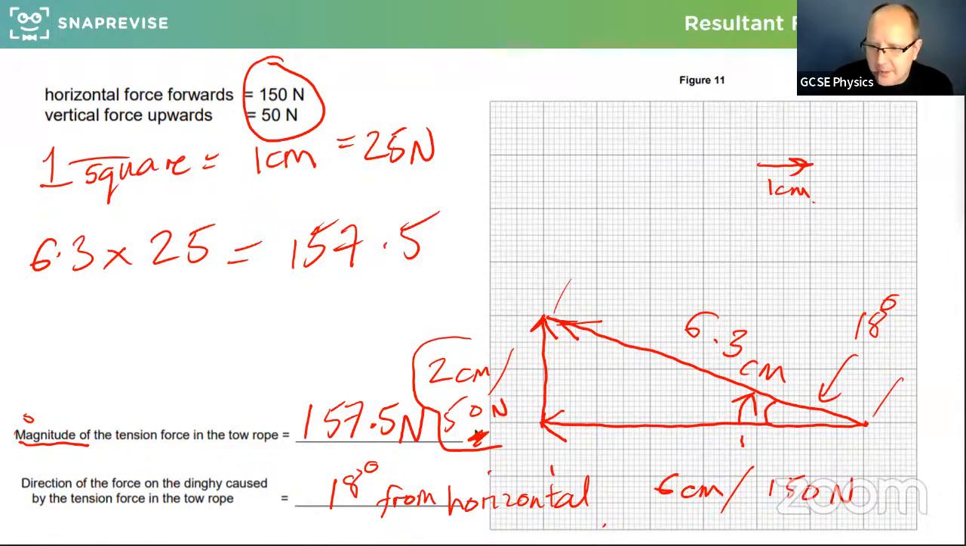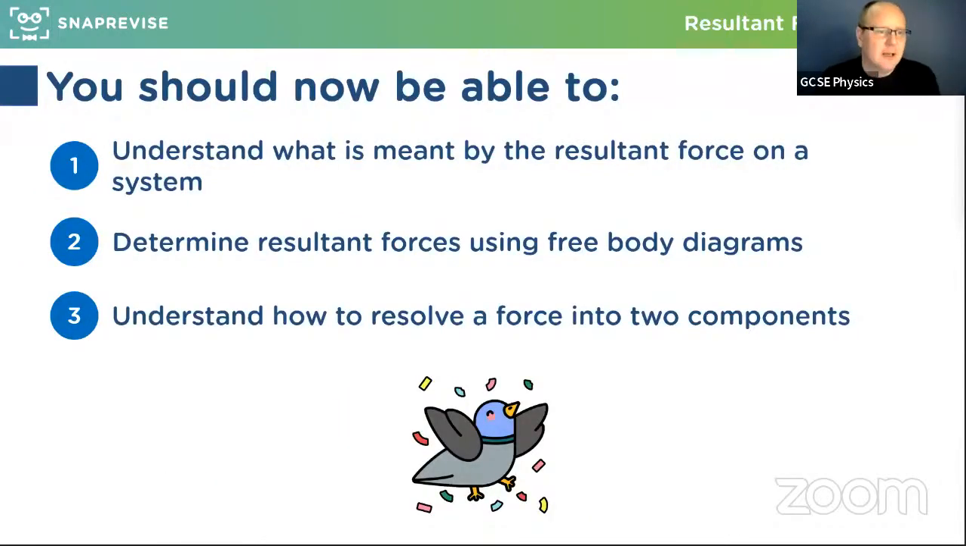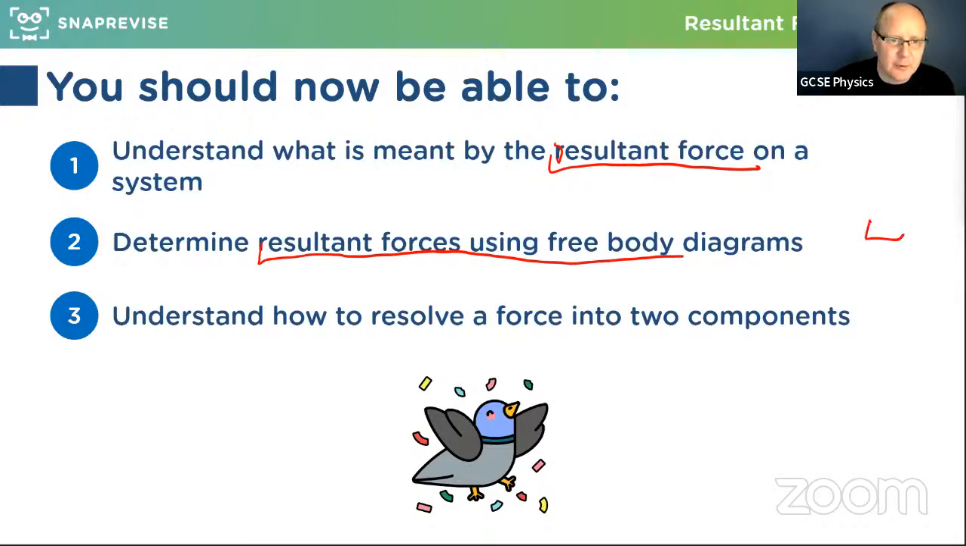So, I'm hoping we've covered our objectives now. Hopefully you can now understand what's meant by a resultant force. A resultant force on a system is the single one force that has the same effect as all of the forces acting on the system when you've taken them all into account. And you can determine resultant forces using free body diagrams. So that's where you have your object and you label on your object all the forces acting, and you can decide in which direction the object's going to move. In this case, it's going to go that way, isn't it?